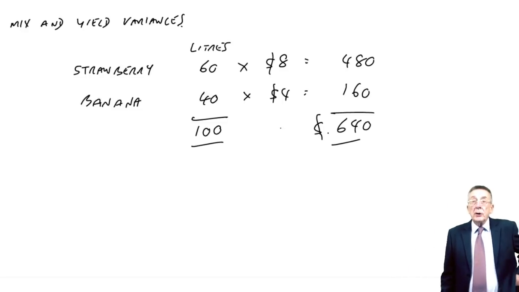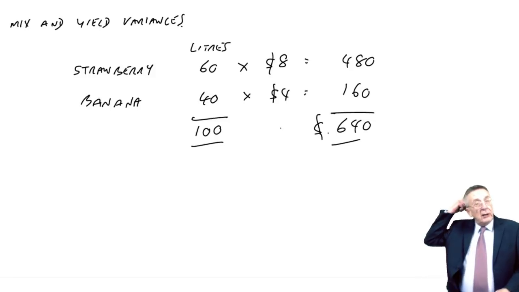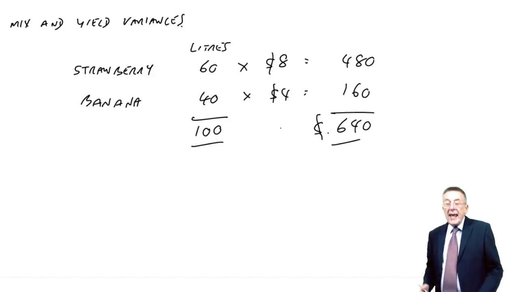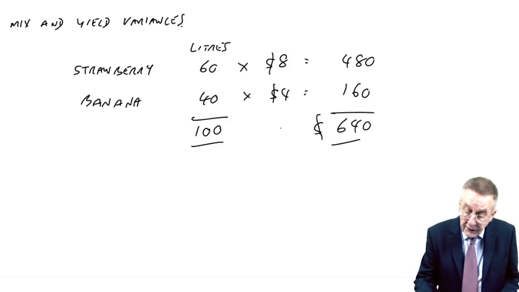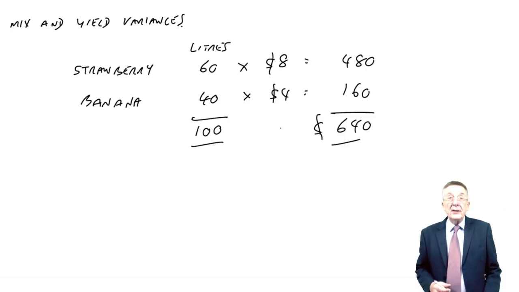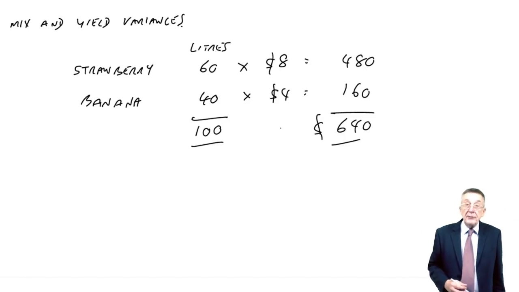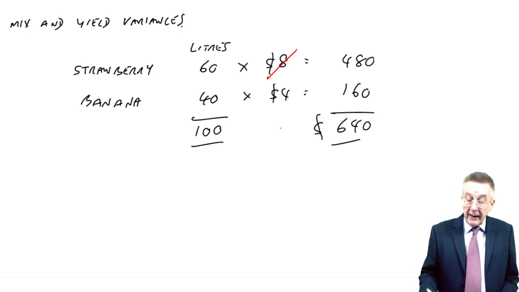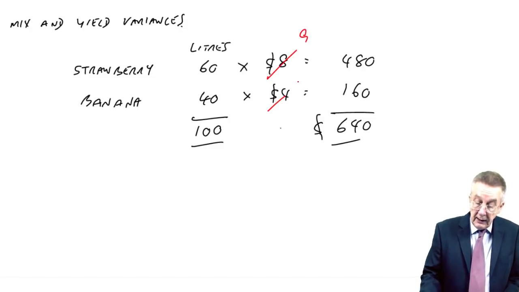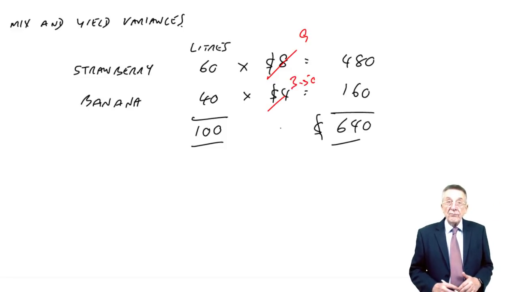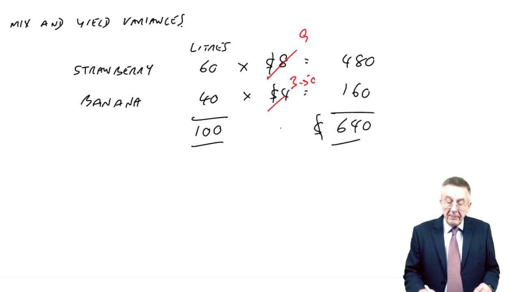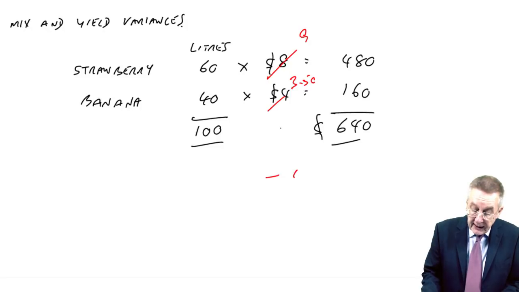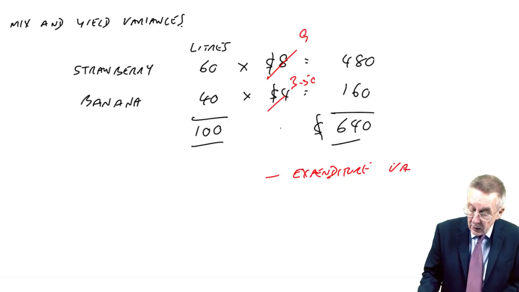But of course, when we come to variances, we're looking at what went wrong. What could have gone wrong? Why might we end up costing different than 640? Well, one thing that could have gone wrong is obviously the price. We expect to pay $8 and $4. Maybe we actually end up having to pay $9 and $3.50. And obviously that would make the actual cost different. There'd be a variance, and so we will have a price or an expenditure variance. I'll show you the arithmetic on a full example in a moment.